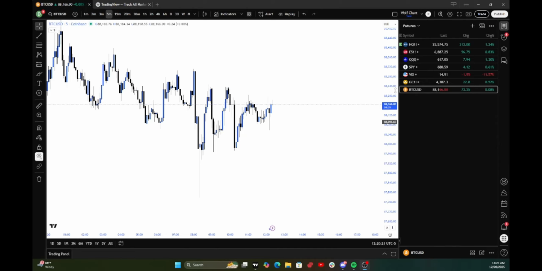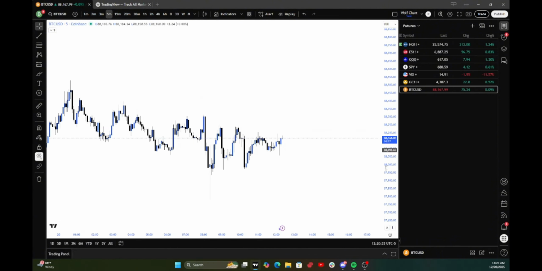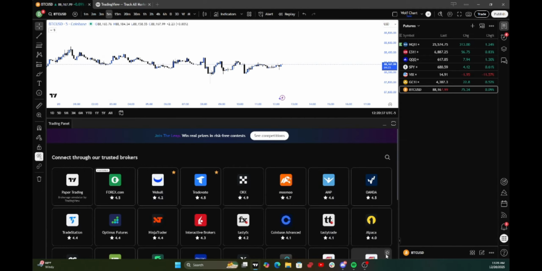Today's just gonna be a real quick video, just a tutorial on how to paper trade or how to even trade on TradingView. So we'll start with the paper trading. To paper trade on TradingView, you just want to click, if you're on PC, this up arrow. Also, like I said, this is how to trade on it.